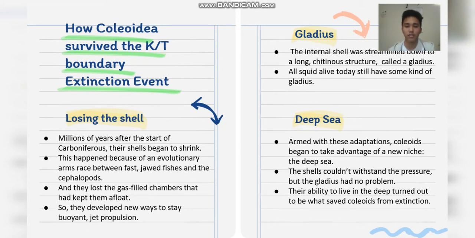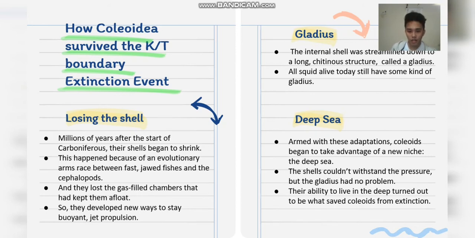The second is the gladius. The internal shell was streamlined down to a long chitinous structure called a gladius, kind of like a backbone. All squid alive today still have some kind of a gladius.